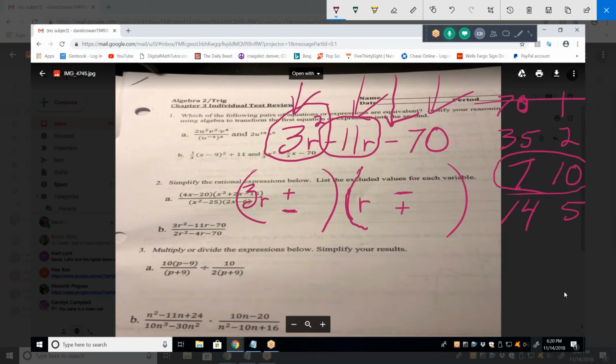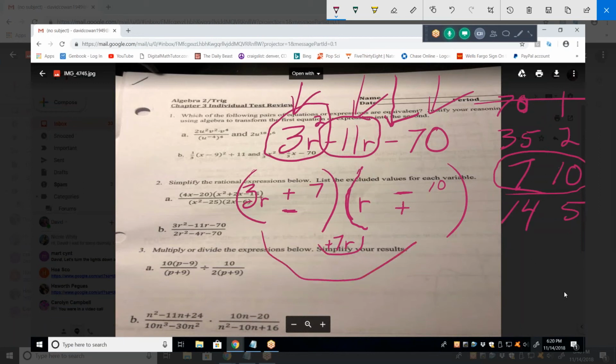And I can see right away that if I put a 10 there, that ain't going to work. Yeah. And the reason being is that 10 has to multiply 3r. So if I try this combination, I get plus 7r from the inside.